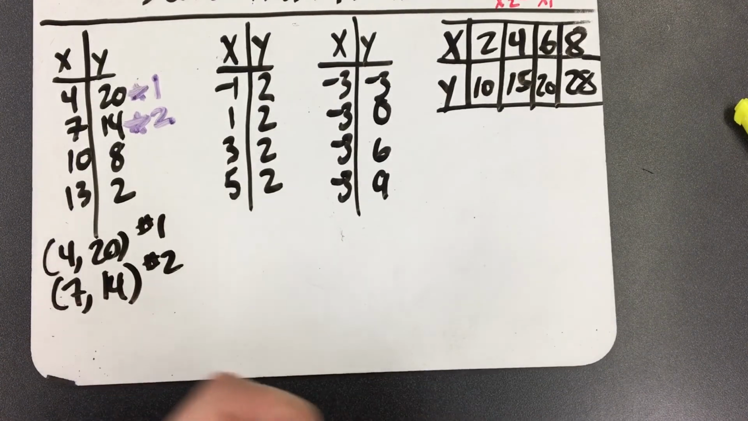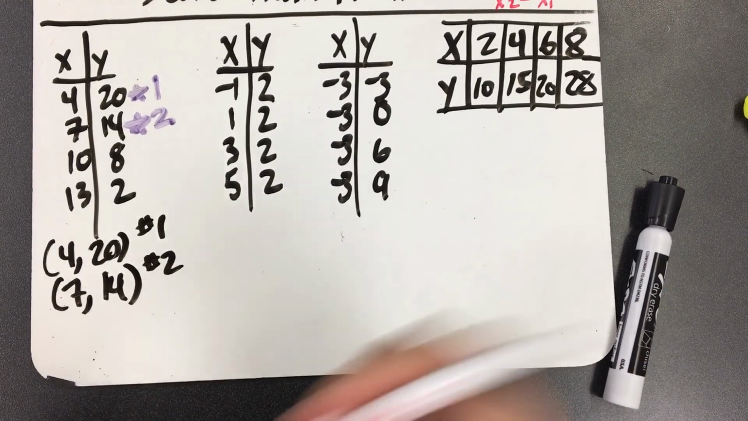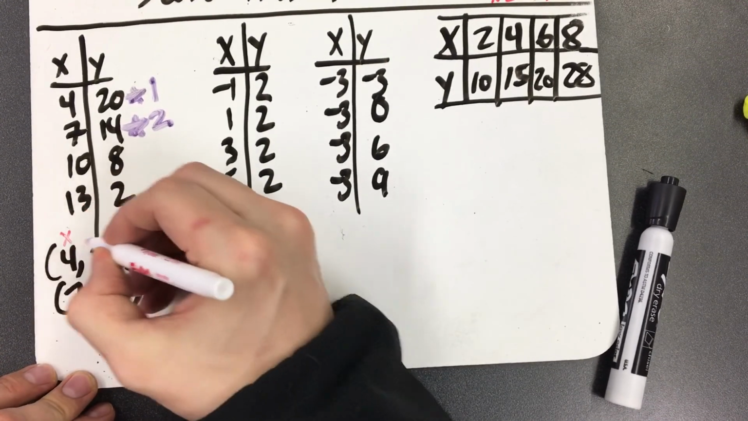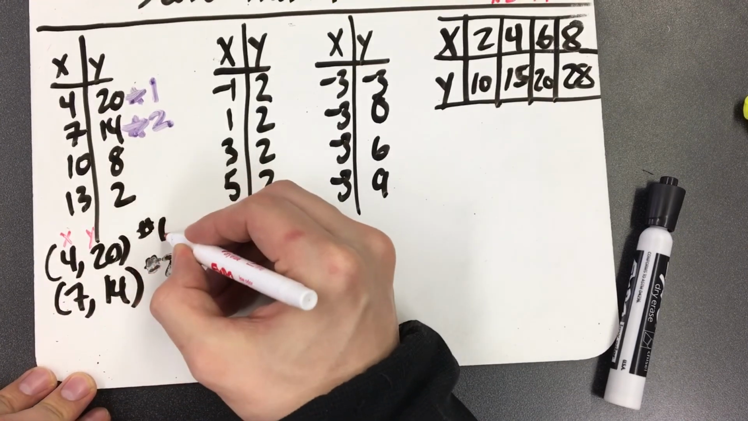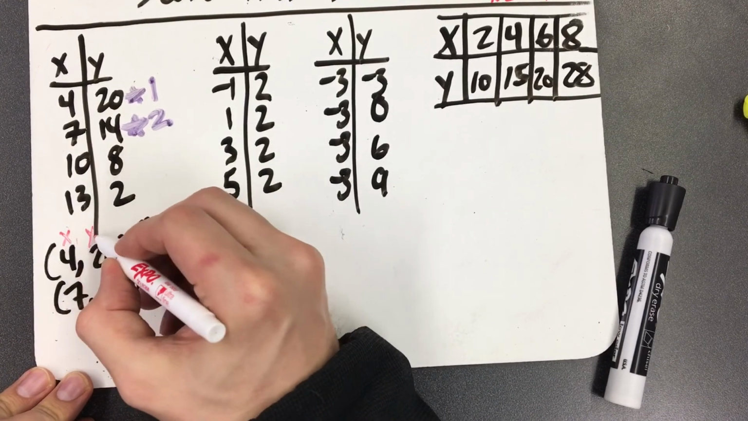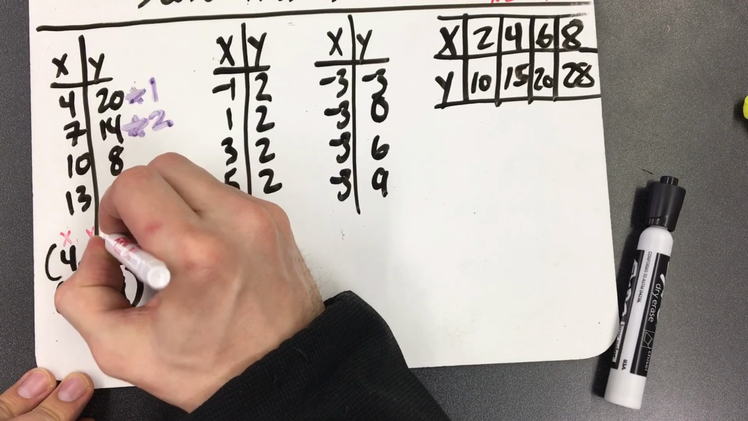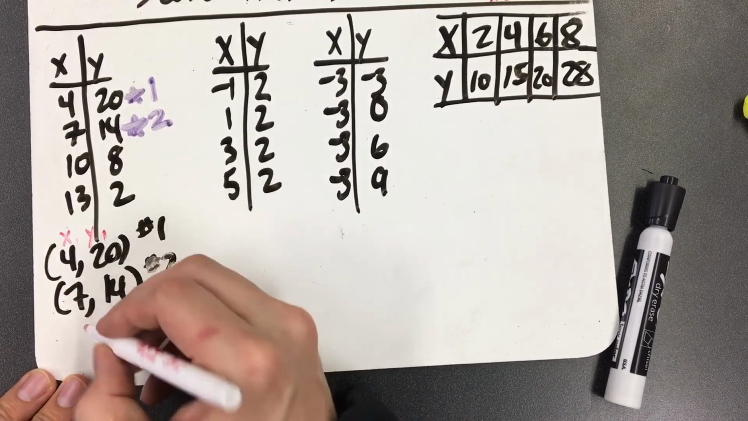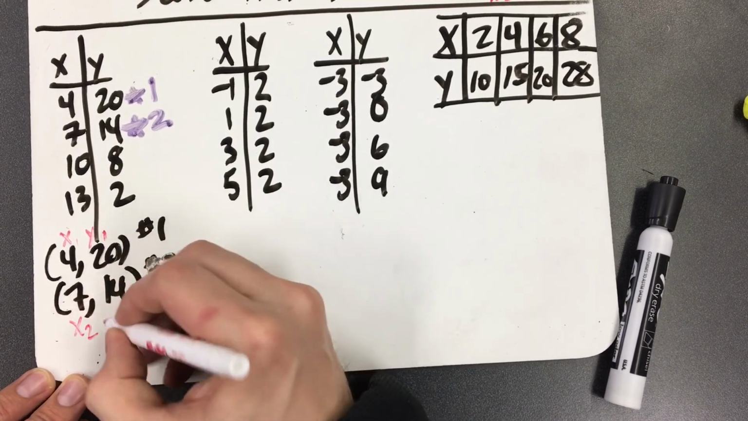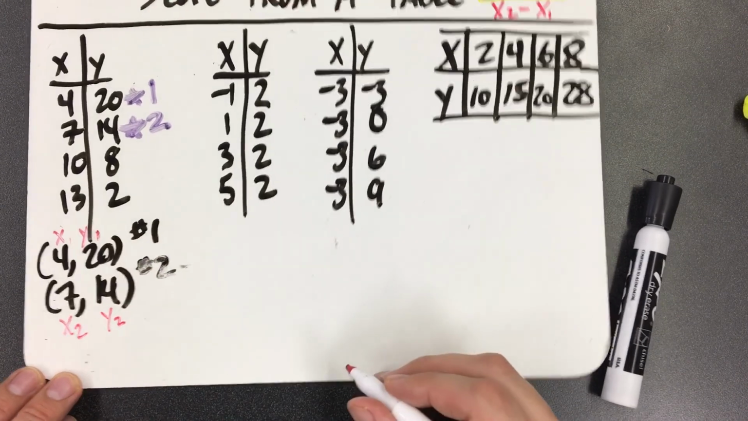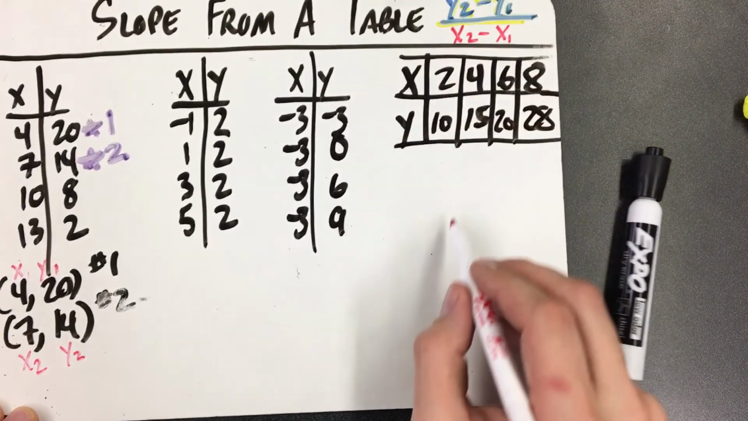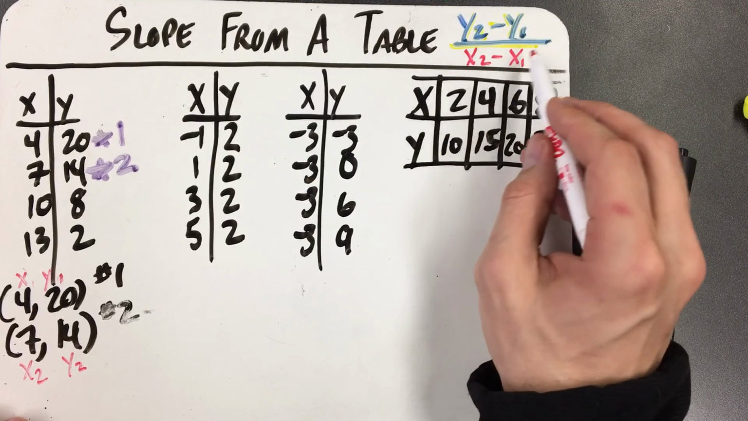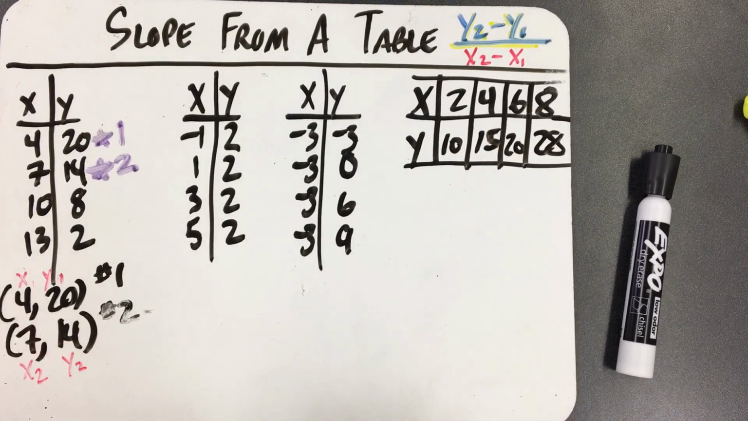And just like we did on the example a minute ago, this is always the x, this is always the y. I'm going to put 1s on this one because I called it point number 1. So this is going to be x1 and y1. This is point number 2, and so this is going to be the x from point number 2 and the y from point number 2. And then you just plug it into the formula that I have off camera: y2 minus y1 over x2 minus x1.